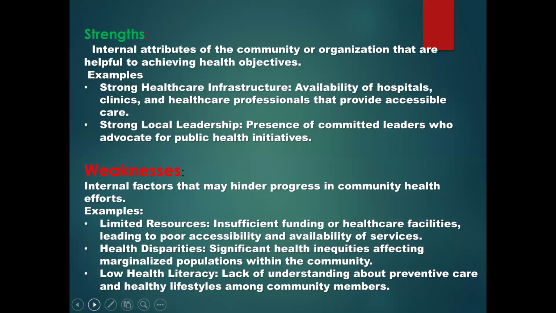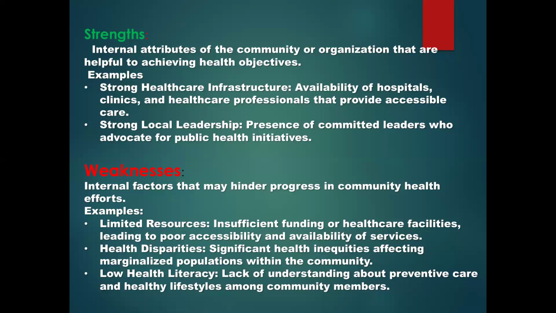You understand? That's the strength. Then look at weakness. That's why we used red on it. It's a weakness. These are internal factors that may hinder progress in the community health efforts. Now, let's say they don't have healthcare facilities, or how can you get people who help you to carry out this teaching? It means you have to hire, you have to move equipment, and all of them are very costly and may not be feasible. As such, it will hinder the intervention you want to carry out in that community.